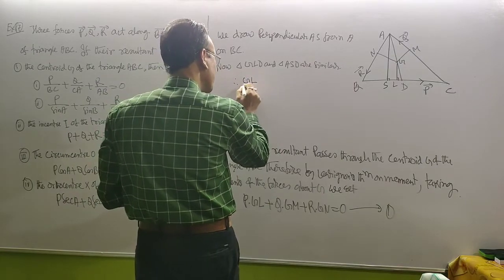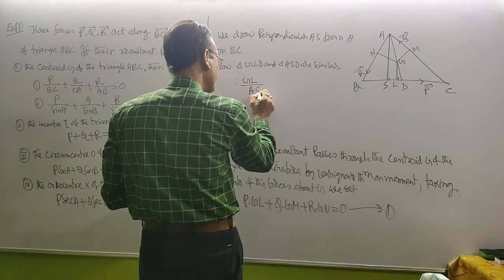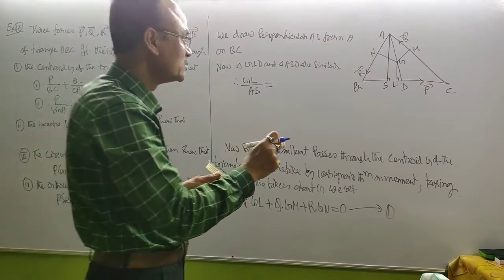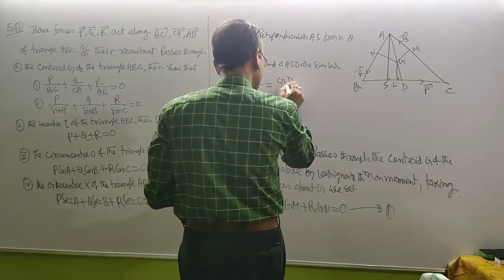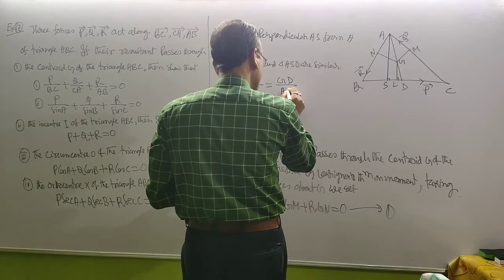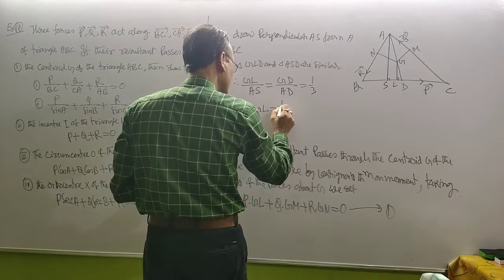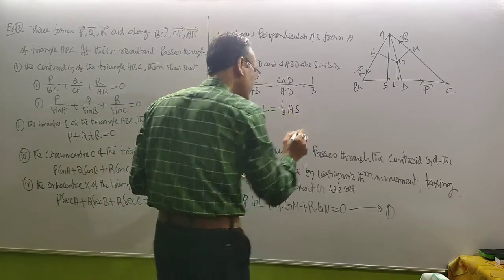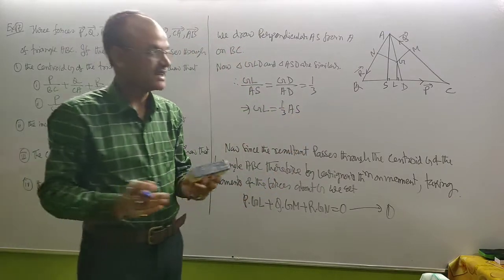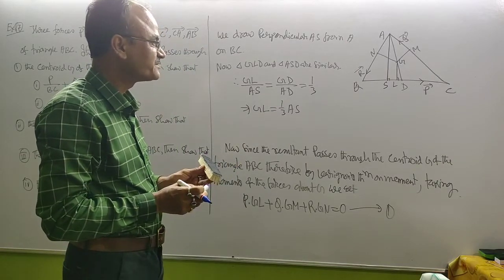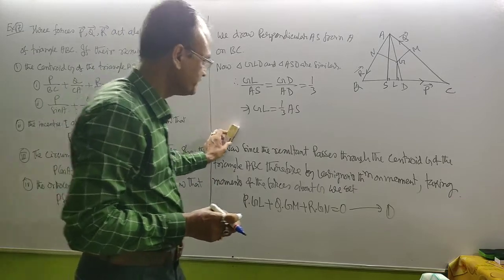Therefore, GL divided by AS equals GD divided by AD, which is equal to 1 by 3. This means GL equals 1 by 3 AS. You will get this one.